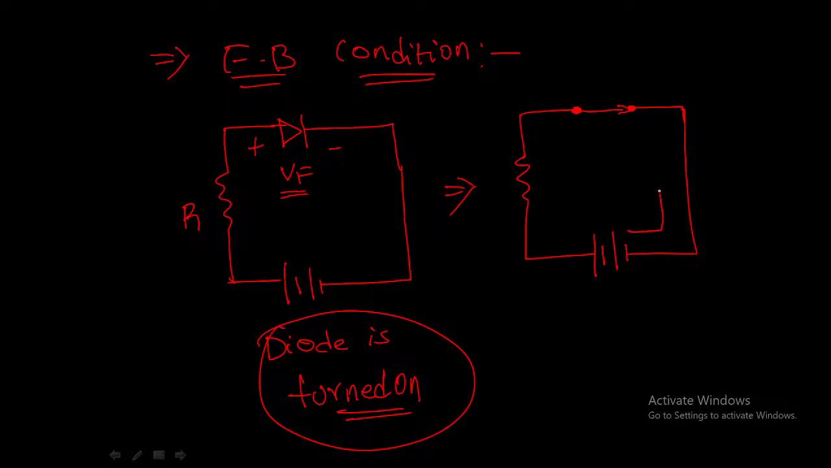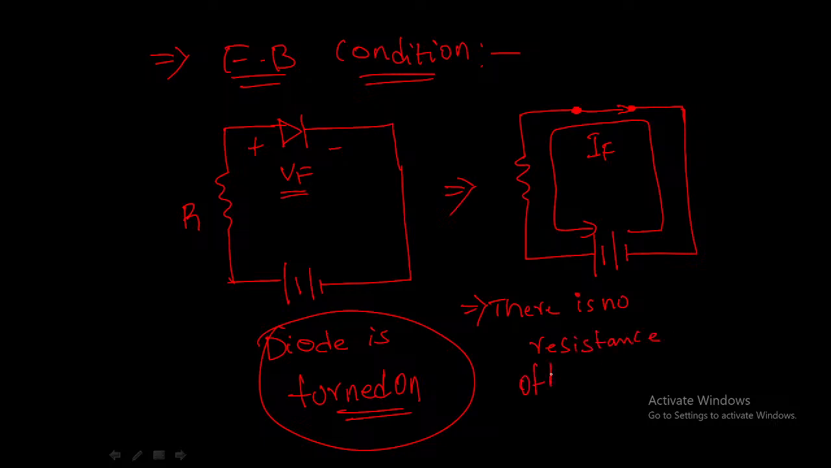Minus to plus, forward current, IF. So the diode is conducting the entire current. In the ideal diode condition, what we are considering, there is no resistance at all. There is no resistance offered by the diode to the current at all. The diode is conducting the entire current. IF is flowing simply through this diode.